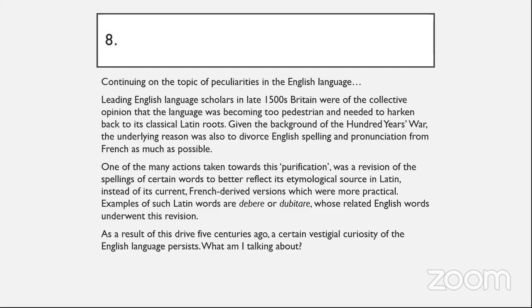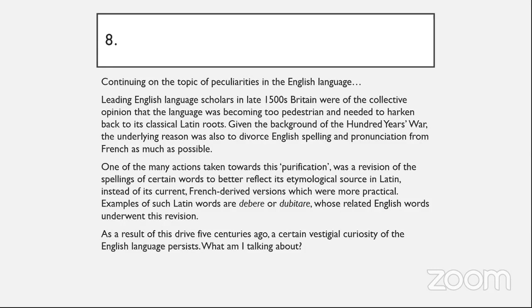So continuing on the topic of peculiarities in the English language, leading English language scholars in late 1500s Britain were of the collective opinion that the language was becoming too pedestrian and needed to harken back to its classical Latin roots. Given the background of the 100 Years' War, the underlying reason was also to divorce English spelling and pronunciation from French as much as possible. One of the many actions taken towards this purification was the revision of the spellings of certain words to better reflect its etymological source in Latin, instead of its current French-derived versions, which were more practical. Examples of words changed back to their Latin source are debere or dubitare, whose English-related words underwent this revision.